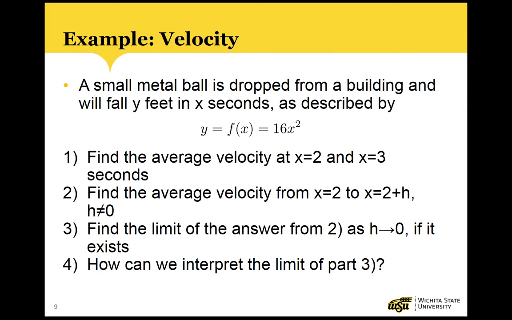Now let's look at an example that does have to do with velocity. A small metal ball is dropped from a building and will fall y feet in x seconds, as described by the following equation: 16 times x squared. We would like to find several things. The average velocity when x equals 2 and when x equals 3 seconds. The average velocity from when x equals 2 seconds to x equals 2 plus h seconds, where h is some non-zero number. We would like to determine the limit of the answer from part 2 as h approaches 0, assuming the limit exists, and talk about what the result from question 3 means.